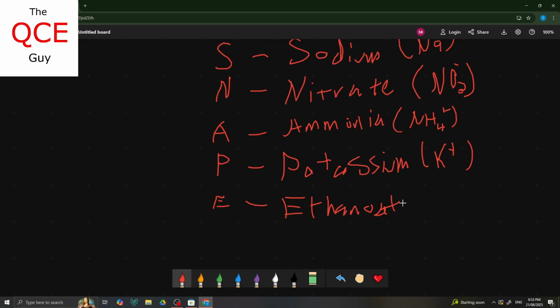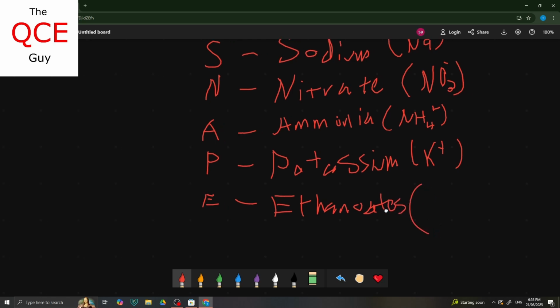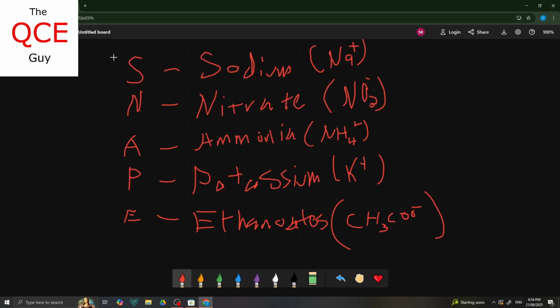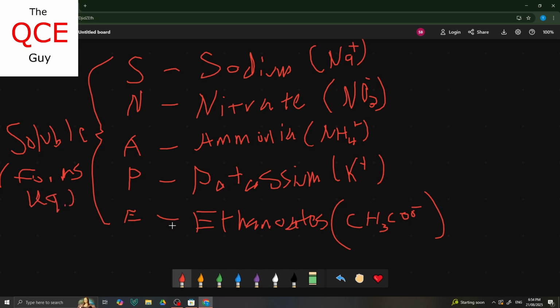Okay. And where you might have seen this ethanoate or ethanoic acid is in vinegar, where the molecule, I believe, is CH3COO-. That's the molecule, CH3COO-. So if you see any of these 5 molecules, it's going to be soluble in water, and it's going to form an aqueous, an AQ, more often than not.